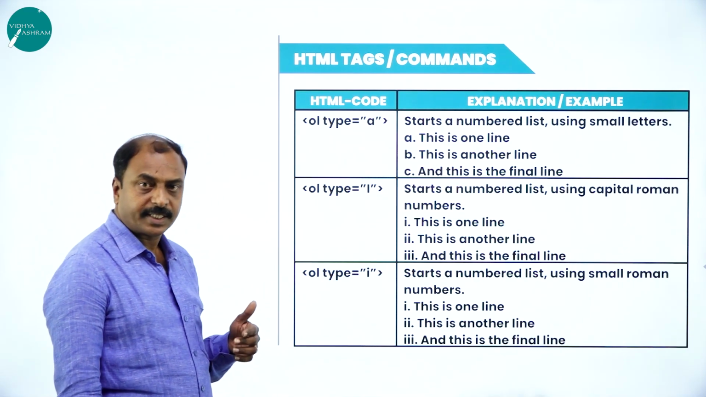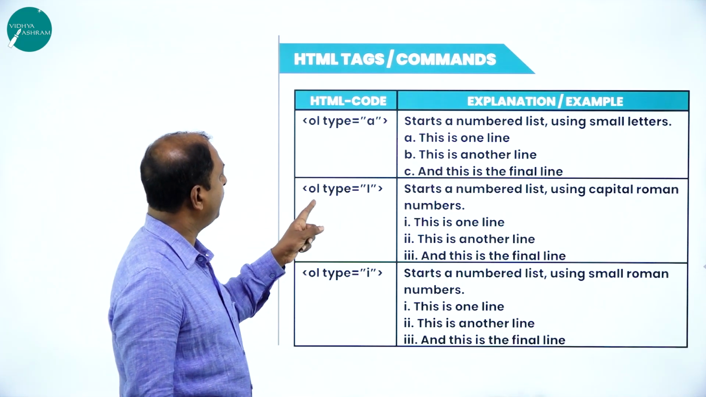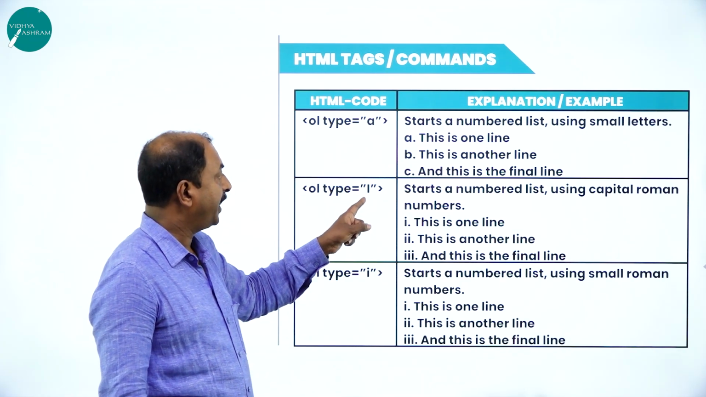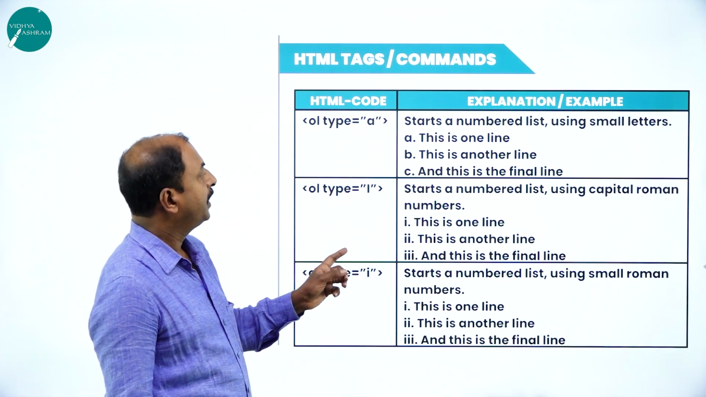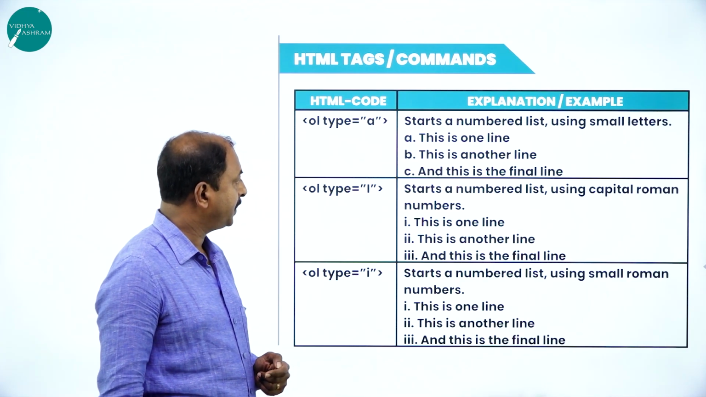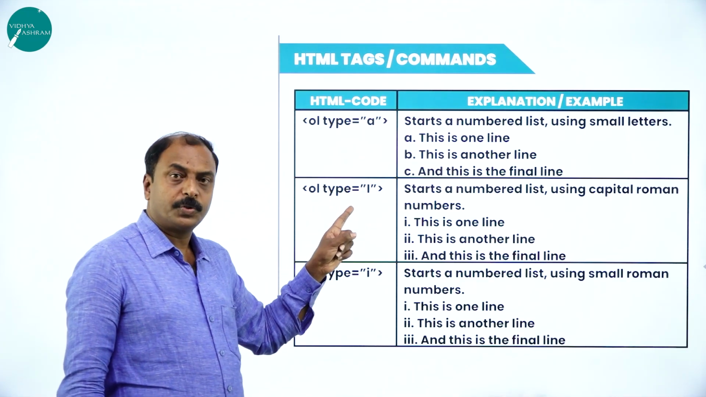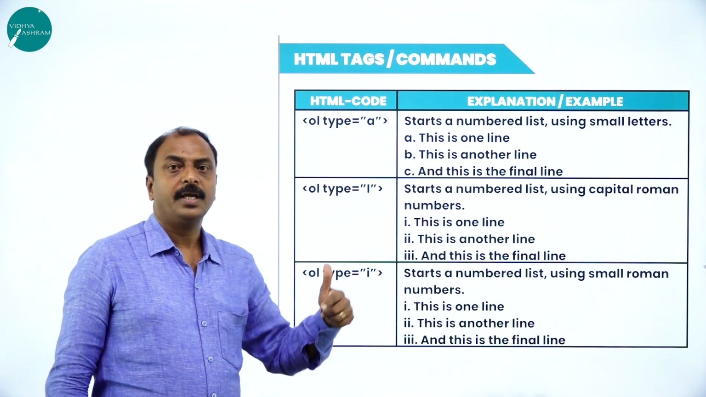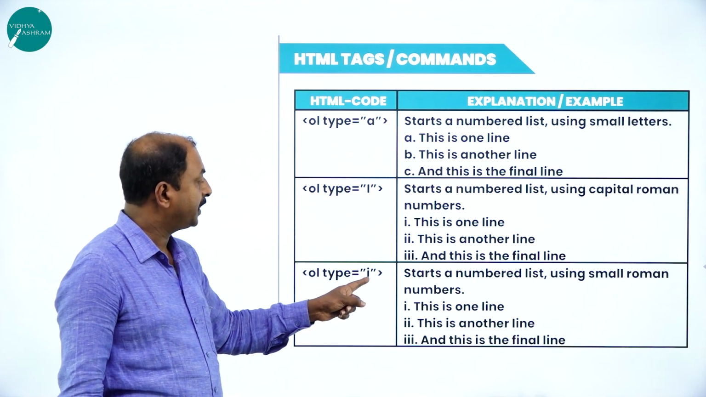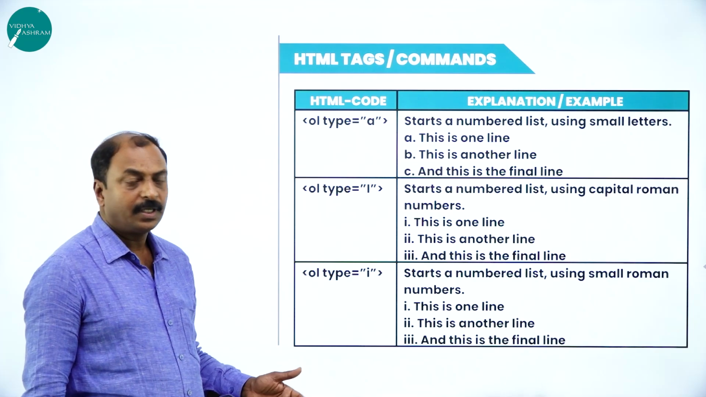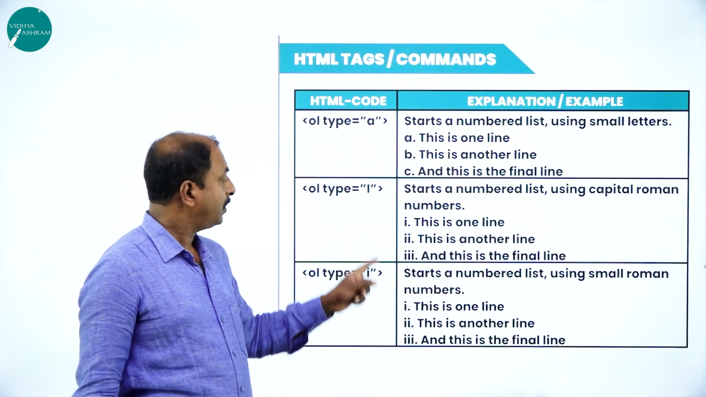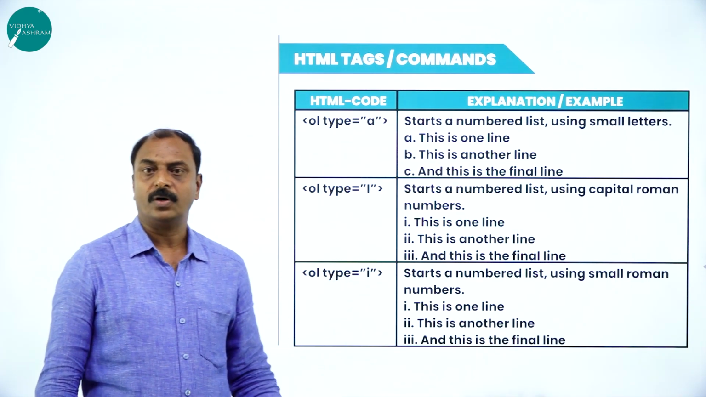Now let us move on to the next example, where OL type equals I. This is Roman numerals: capital letter I stands for Roman numbers. So here it starts a numbered list using capital Roman numerals. In this example the output would be 1, 2, 3 in capital Roman numerals. The next example is OL type equals small letter i. The list starts with small Roman numerals 1, 2, 3. These are other examples of a numbered list.